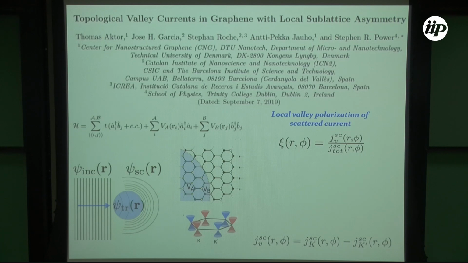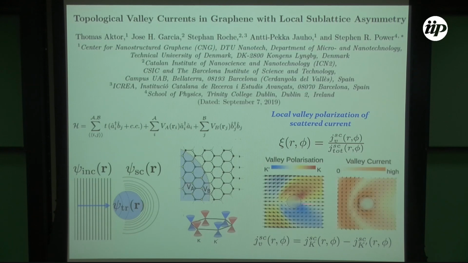This paper is not even on arXiv, but is it on arXiv now? So what we can do with that, having this dot, actually we can calculate the degree of local Valley polarization of the scattered current, because actually this mass term is acting on the A and B sublattice, and it turns out that if we look at the incoming state and the scattered state, then we can actually generate this Valley current by this local inhomogeneous mass term.